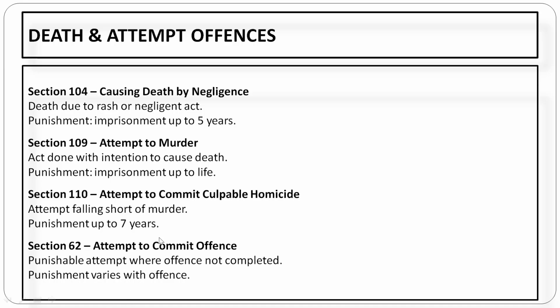The next one is Section 62. It talks about attempt to commit an offense. It applies when a person tries to commit a crime but does not succeed. The law still punishes such attempts to prevent the harm. The offense must go beyond mere preparation. The punishment depends on the nature of the offense that was attempted.